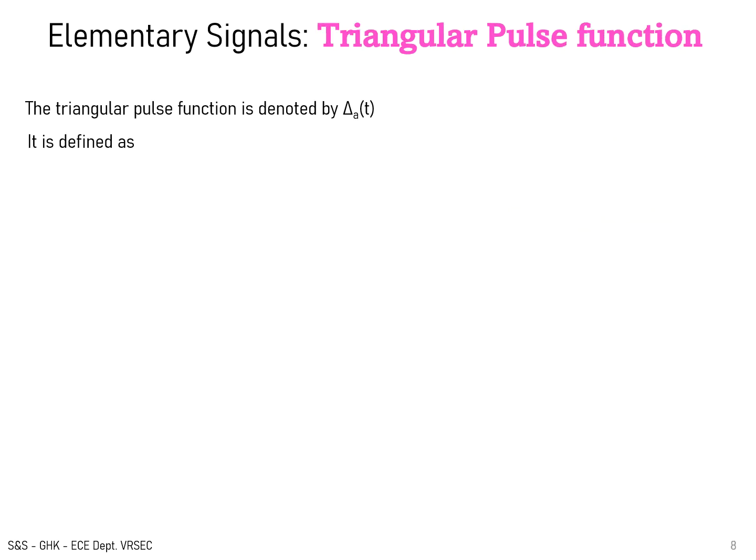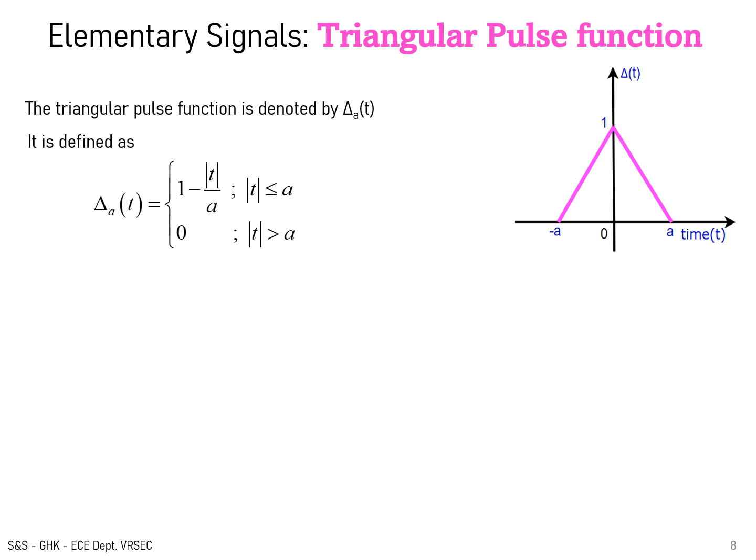Next, triangular pulse. The triangular pulse is denoted by delta of t, and it is a combination of an increasing ramp function and a decreasing ramp function. Now the functional representation is delta of t equals 1 minus modulus of t by a, where modulus of t is less than or equal to a, and 0 for modulus of t greater than a.